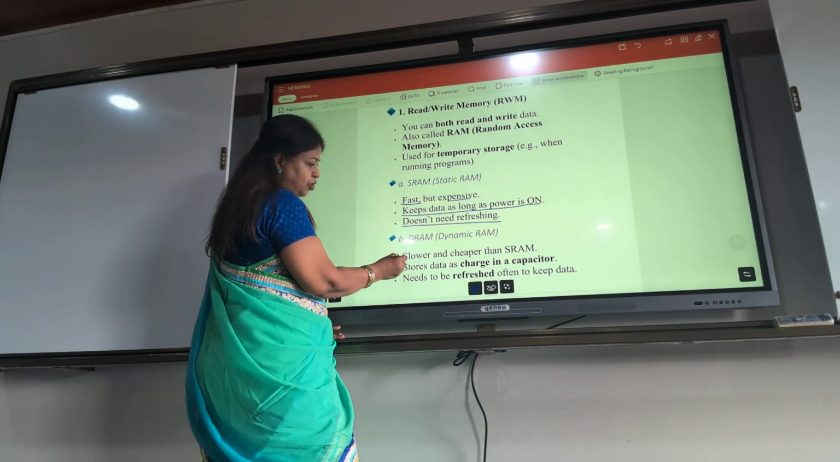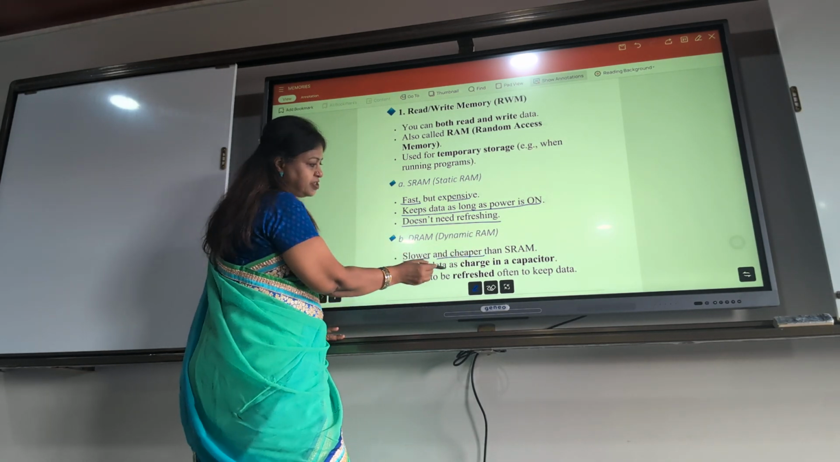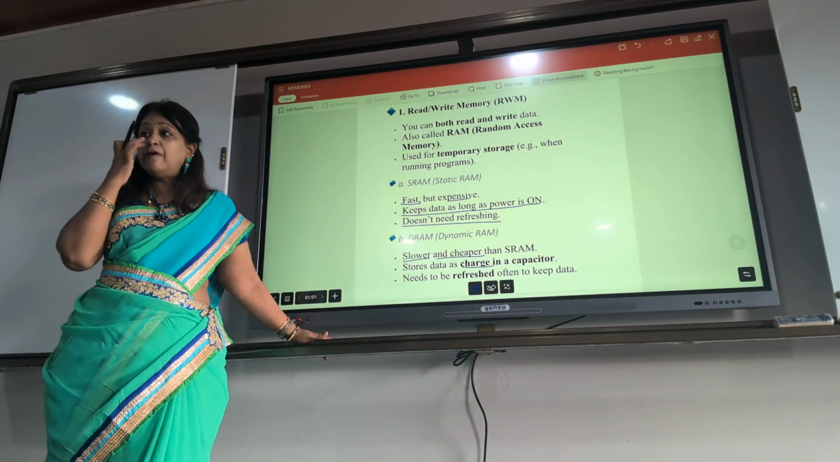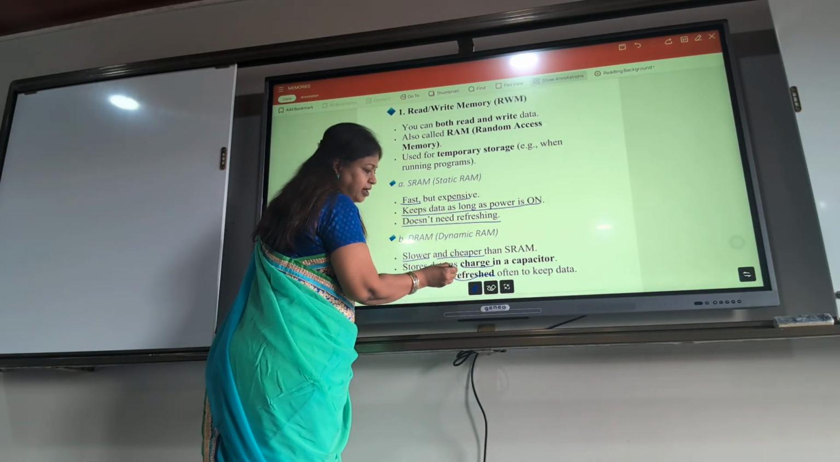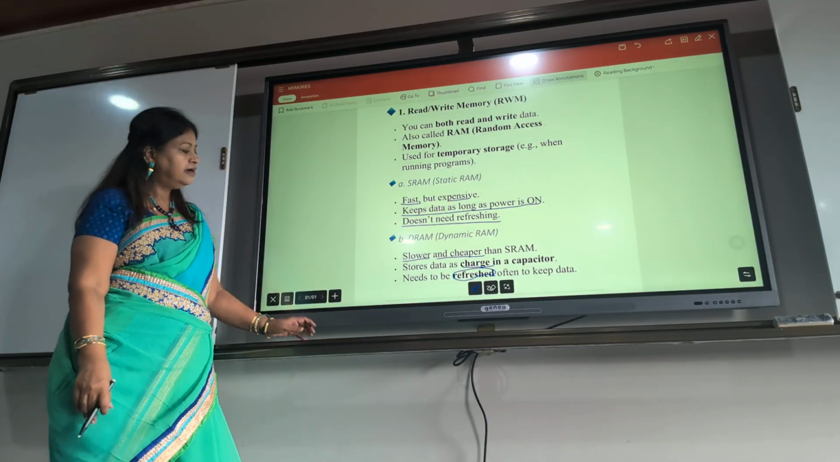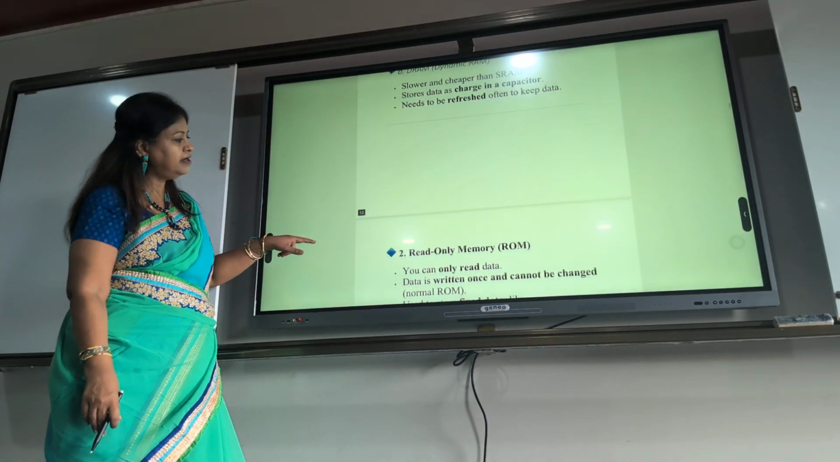The DRAM is slower and cheaper than the SRAM. It stores data as charge in the capacitor. It needs to be refreshed often to keep the data. Charge and discharge will happen because the capacitor is there. Like that, this is the difference between static RAM and dynamic RAM.